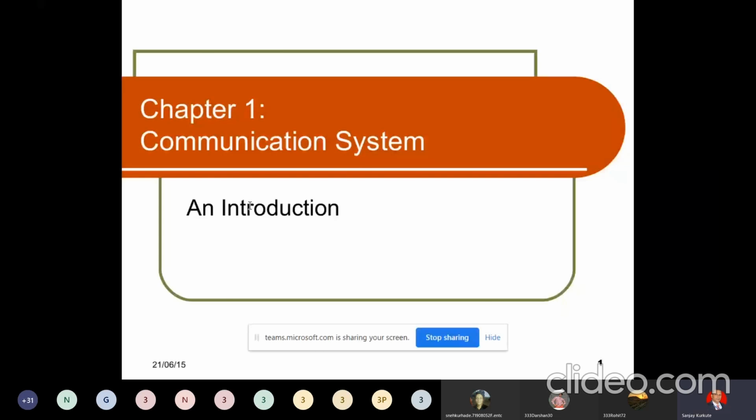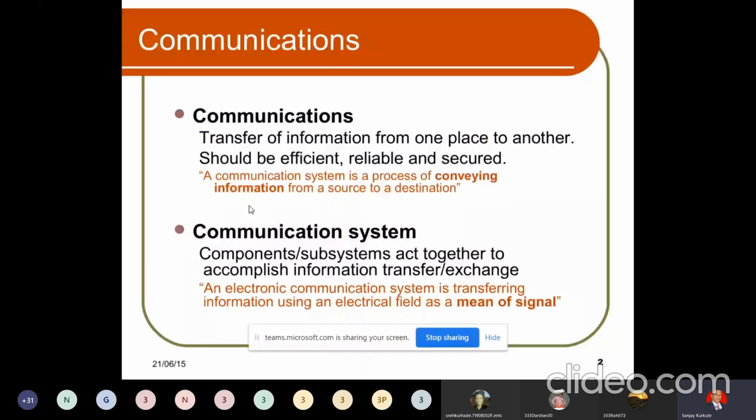Transfer of information from one place to another, we may do it by various ways. There are so many ways of communication. Right now, our online session that is going on is also one type of communication. We are transferring information from college to your side, up to your home. All this transformation should be efficient, reliable, and secured also. That is required as far as communication is concerned.